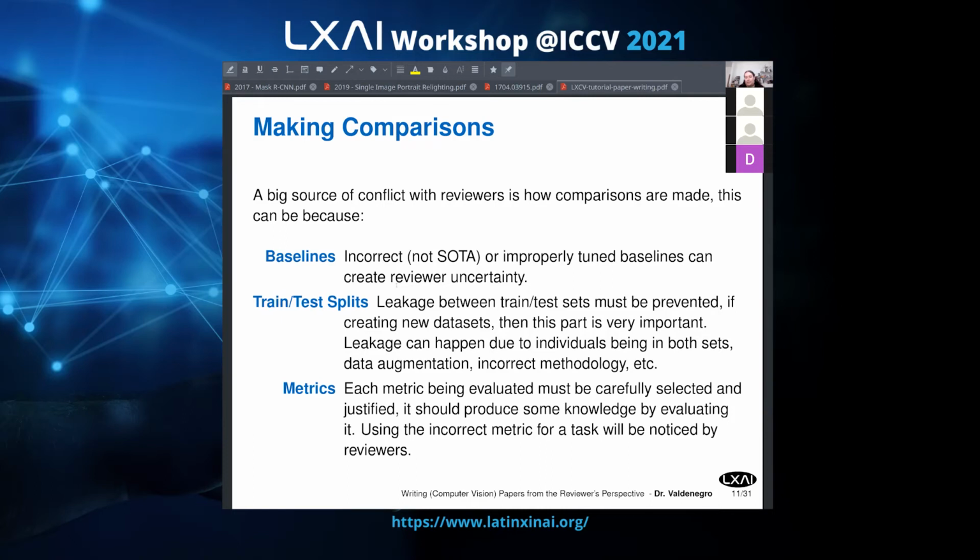Also, you should produce some knowledge by evaluating a metric. For example, going back to the example of computational performance, you need to choose, let's say, computation time, maybe FLOPs or other metrics, or say energy versus computational performance, or the cost of operations. It depends on what the narrative in your paper is about what metric will be selected. So of course, if you use an incorrect metric for a task, this will definitely be noticed by the reviewers.